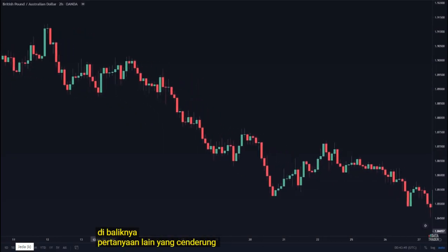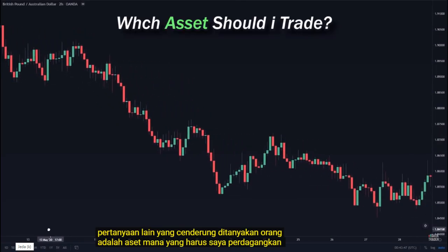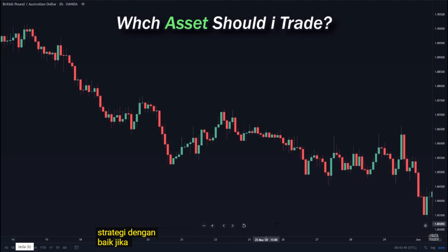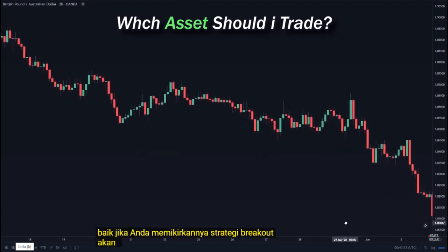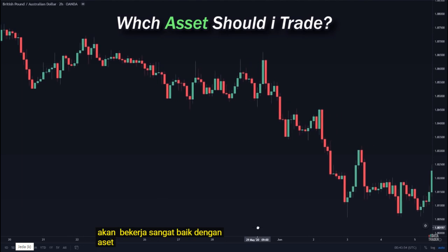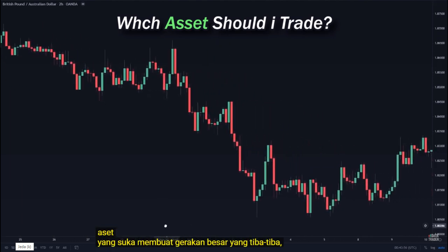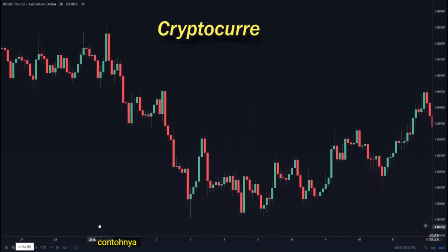Another question that people tend to ask is, which asset should I trade this strategy with? Well, if you think about it, a breakout strategy will work very well with an asset that likes to make sudden huge movements. An example of that would be cryptocurrency.